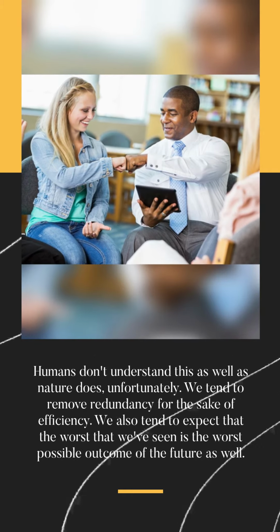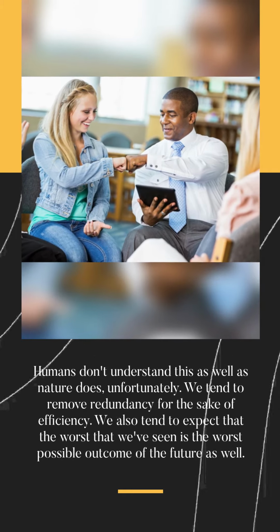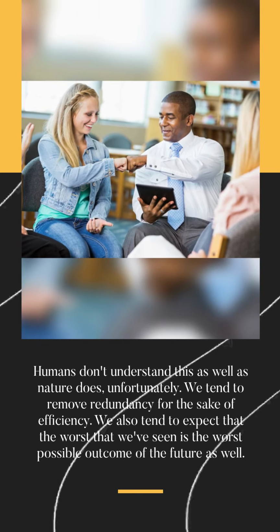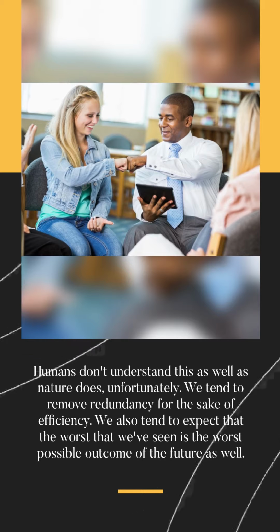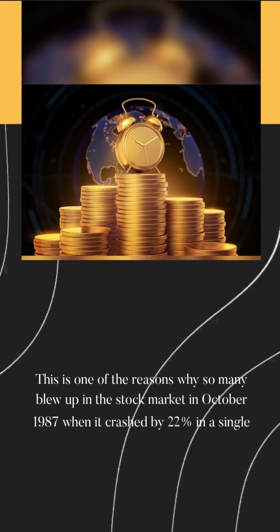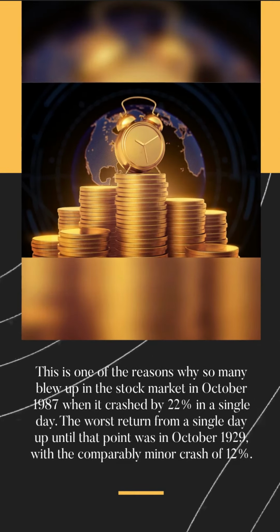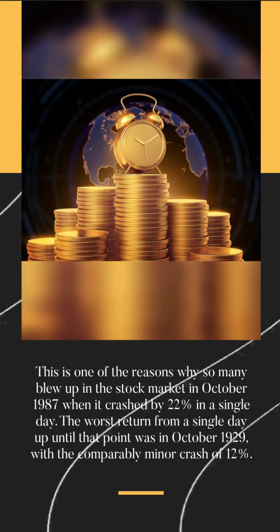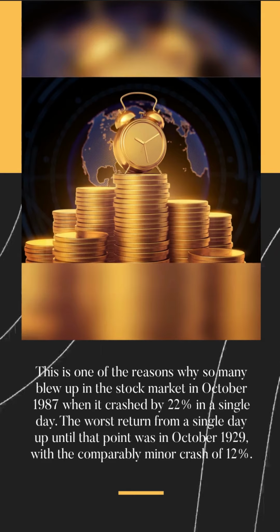We tend to remove redundancy for the sake of efficiency. We also tend to expect that the worst that we've seen is the worst possible outcome of the future as well. This is one of the reasons why so many blew up in the stock market in October 1987, when it crashed by 22% in a single day.